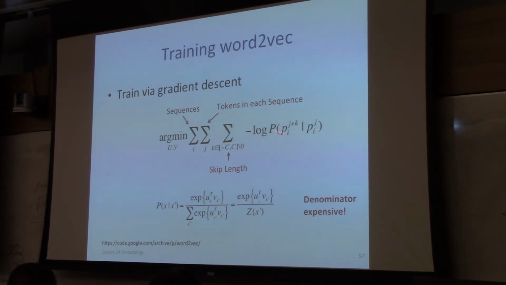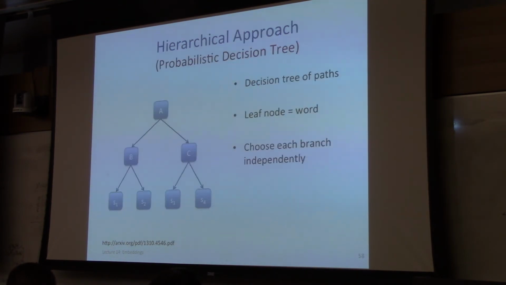reimagine this probability function not as a flat probability, but as a hierarchical probability. So imagine a decision tree of paths from some root node to one of the 4 words. Here we have a vocabulary of 4 words for simplicity. The leaf node is a word. Every internal node has a probability distribution of branching left or right, and the probability of selecting each word is simply the independent probability of selecting each of the edges in the path to one of the leaf nodes.